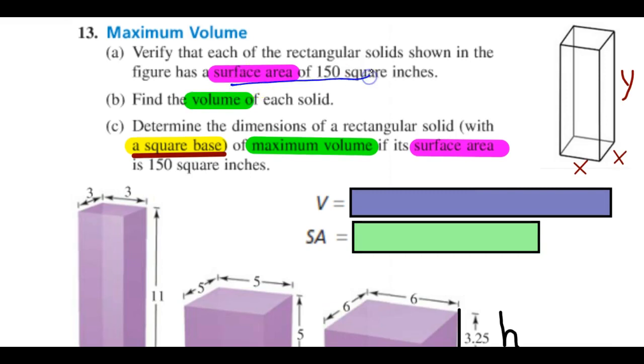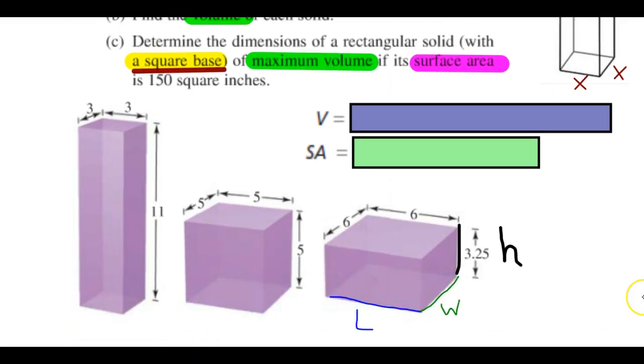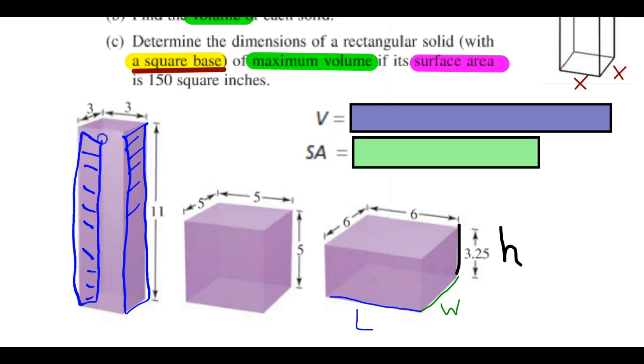In part A, they just said make sure the surface area is 150 units. Now remember, surface area is different than volume. Surface area would be, this guy would be a 3 by 11. And I think I've got a couple of those 3 by 11s, at least here and here. Well, in fact, I think I have 4 of them, because this front face would also be a 3 by 11. So here, and then the back face. And then the top and the bottom would be a 3 by 3.